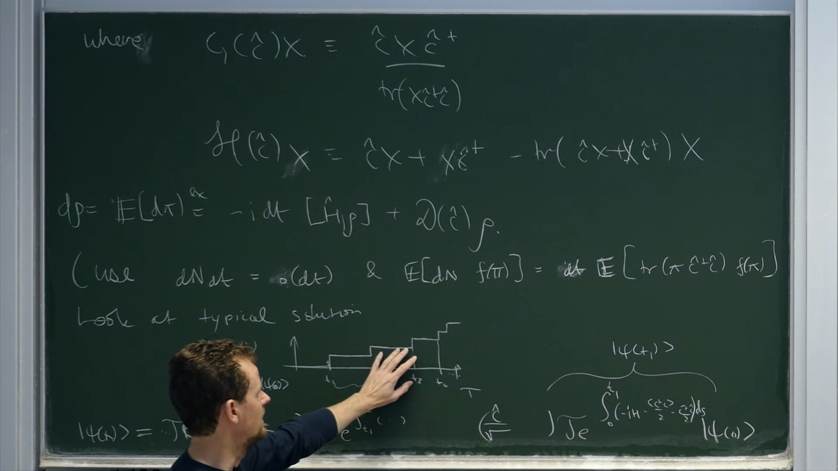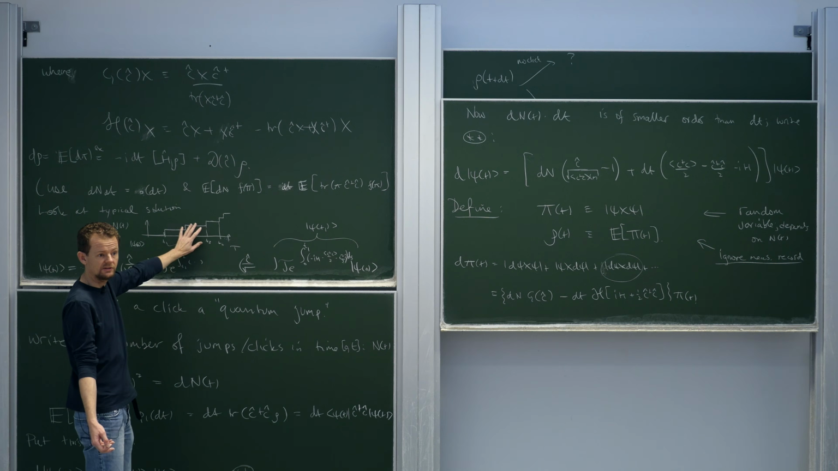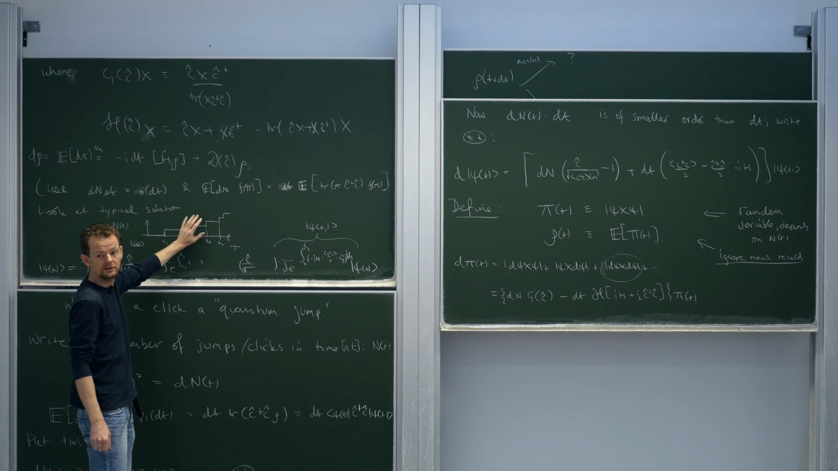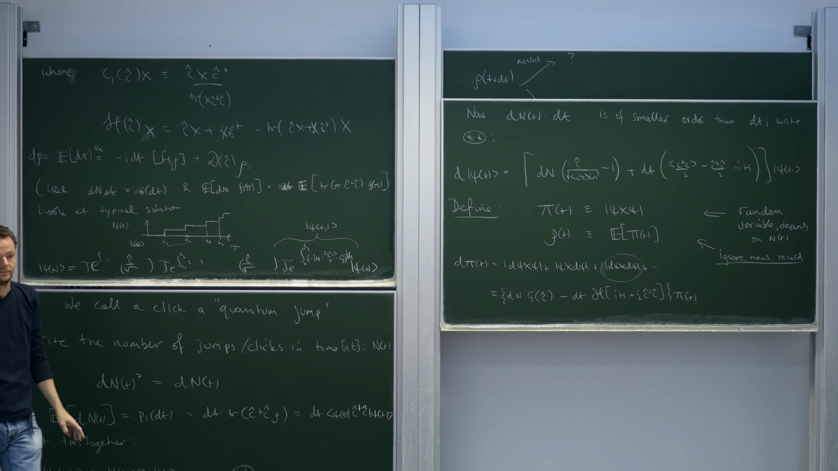And what can you say when you don't look at the detector? Well, your system is some probabilistic mixture of trajectories like this, typical quantum jump trajectories. These are called quantum jump trajectories right here.